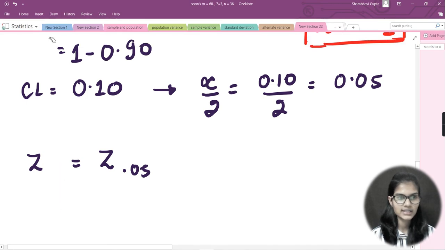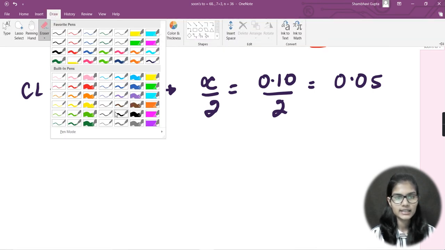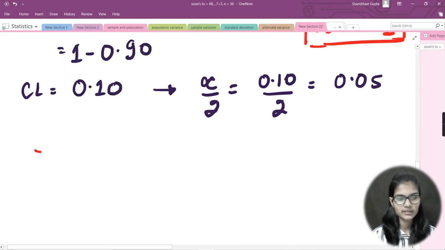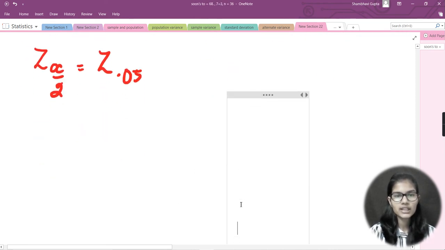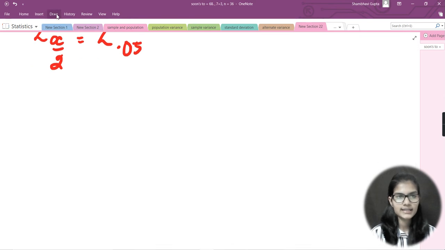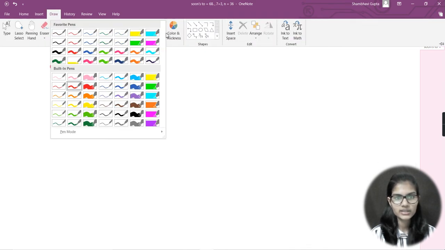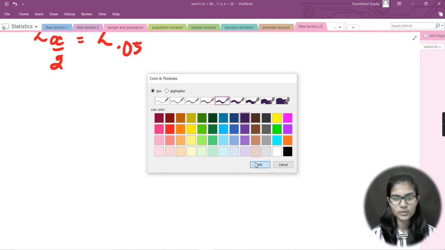Let me quickly take an eraser and write this with a different color so that we are able to see it. So z of alpha by 2 is equal to z of 0.05. This is the thing which we just wrote here. Now from here, let me take that previous color only, the purple one.